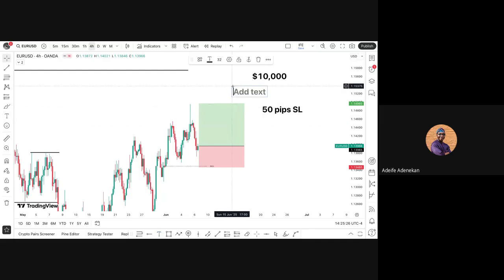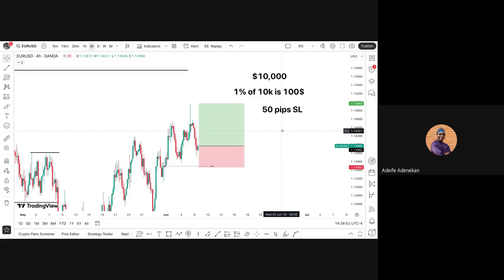So 1% of 10K is $100, right? So now that you have entered this trade, you're like, okay, I've put my stop loss at 50 pips. If the thing goes 50 pips against me, that means my idea was wrong. I've done my analysis, my idea is wrong. If it gets here, my idea is wrong, but I do not want to lose more than $100, which is my risk.